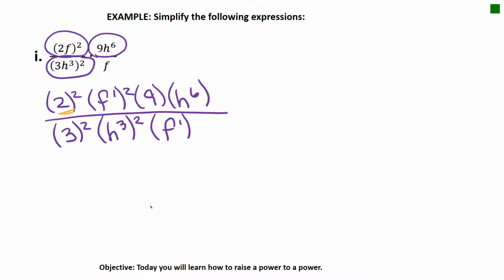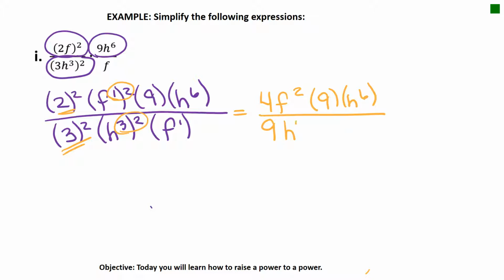Right here, 2 squared, that means 2 times 2, which is 4. F to the 1st to the 2nd, that's a creeper. Creepers multiply your fear. Woo! F to the 2nd. And I still have 9 and h to the 6th. No creepers, I'm just rewriting them. 3 to the 2nd means 3 times 3, that's 9. Here I have a creeper. When I have a power to a power, I multiply. 3 times 2 is 6, and then I have f to the first.